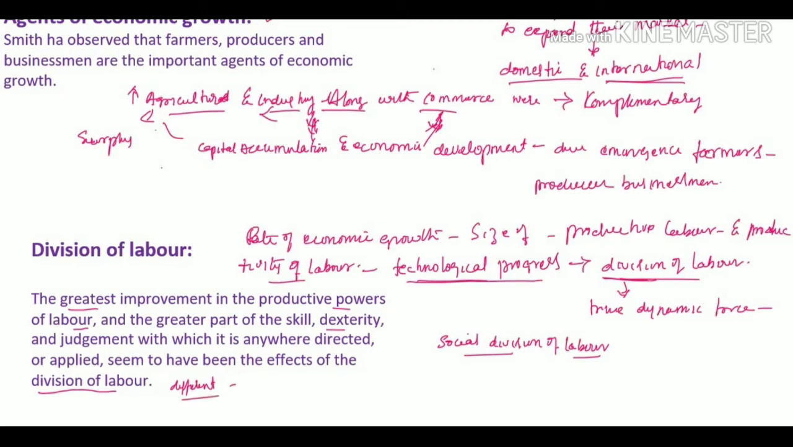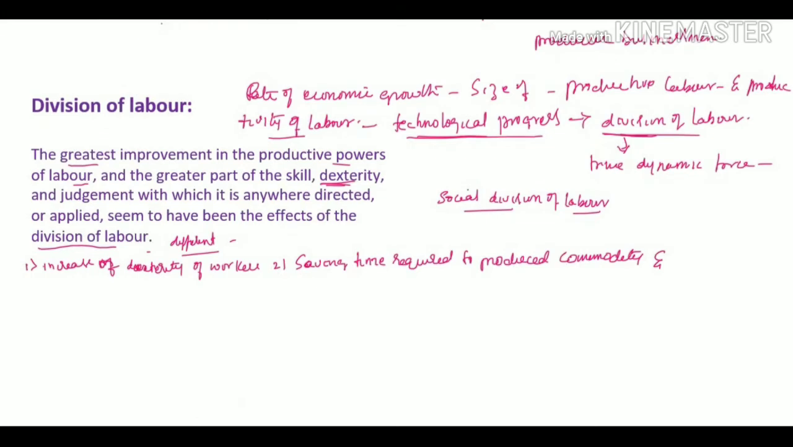Adam Smith, in his book The Wealth of Nations, pointed out three benefits of division of labor: the increase of dexterity of workers, saving time required to produce a commodity, and invention of better machines and equipment. Of these three benefits of division of labor, the third one, the invention of better machines and equipment, is important.